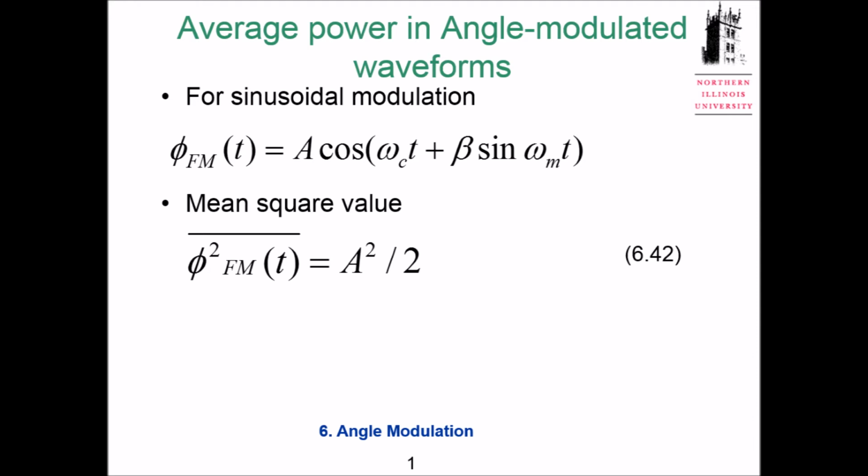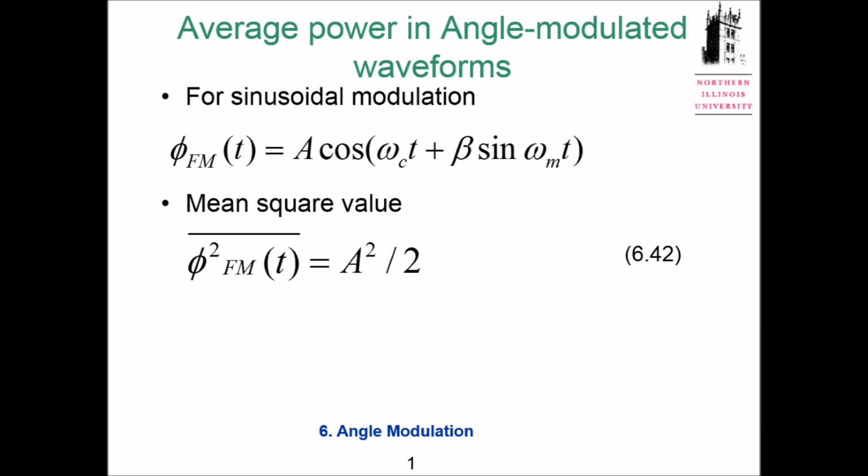So now we talk about the first important thing, power allocation for each sideband. This slide is simple. This is my FM signal. The mean square value, or total power, of the FM signal is half A square. The half also comes from the cosine. So this one is easy, depending only on the carrier signal's amplitude.